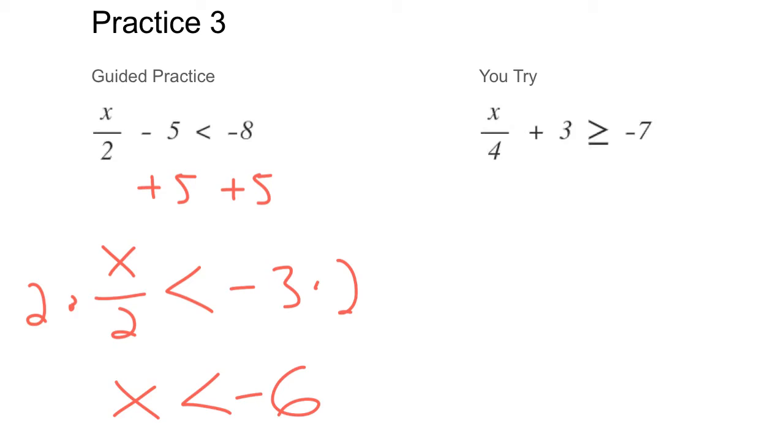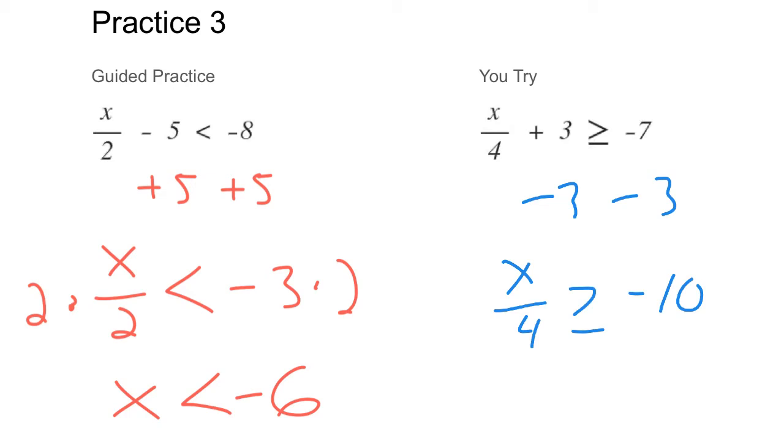Okay, on this U try, you have x over 4 plus 3 is greater than or equal to -7. I'm going to subtract 3 from both sides. That leaves me with x over 4 is greater than or equal to -10. Because I have -7, I'm taking away more negative. That's going to leave me with more negative.